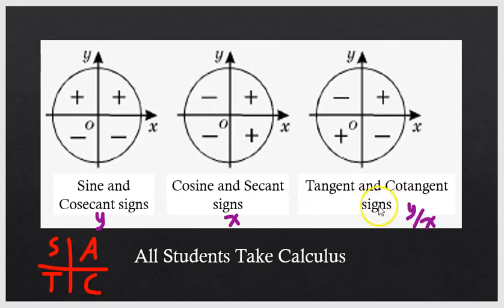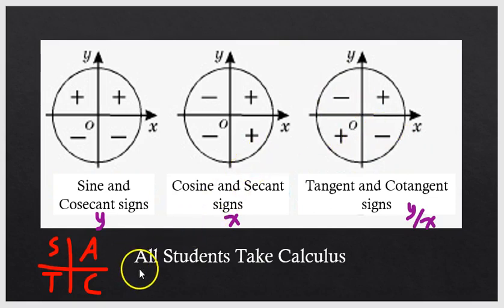Now, tangent and cotangent are actually based on the y coordinate divided by the x coordinate. So if both your x and your y are positive, well, a positive divided by a positive is positive. And also, if you have negatives for both x and y, then those double negatives cancel out, and you end up with a positive answer in this quadrant as well. So the tangent and cotangent functions are positive in the first and third quadrant. If either y or x is negative, but not both, that's the second and the fourth quadrant. That's what makes the tangent and cotangent functions negative in these quadrants.